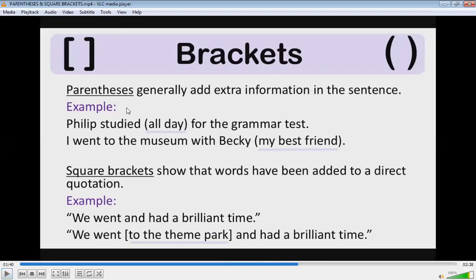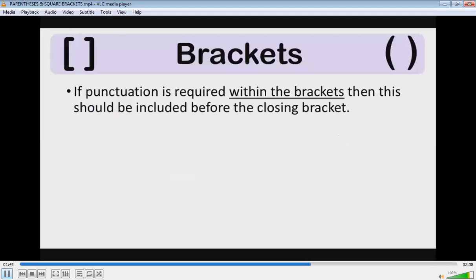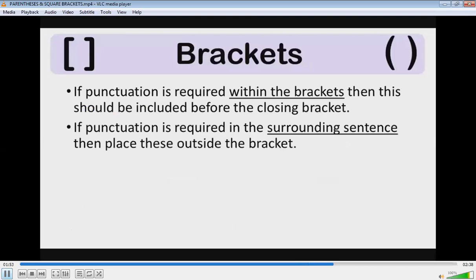So we have here brackets, just like parentheses and square brackets. The parentheses, these ones, and the square brackets, those ones, okay? If punctuation is required within the brackets, then this should be included before the closing brackets. Take care, before the closing brackets. If punctuation is required in the surrounding sentence, then place it outside the bracket.